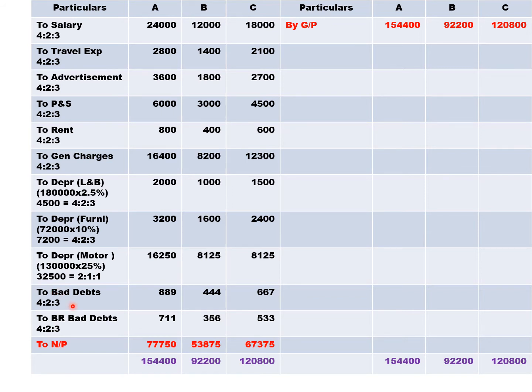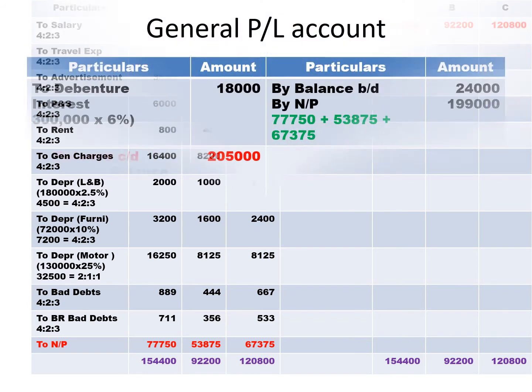2:1:1. Debtor bad debts 4:2:3. BR bad debts 4:2:3. And then you get net profit of 77,750, 53,875, and 67,375. Now students, let us look into the general.